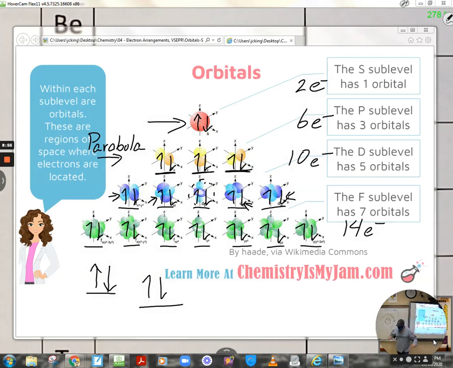Now, take a look at your periodic table. The region on your periodic table here on the side is referred to as what? How wide is the S block? How many electrons can an S sublevel hold? What do you call this chunk over here? How wide is the P block? 6. How many electrons can the P sublevel hold? 6.